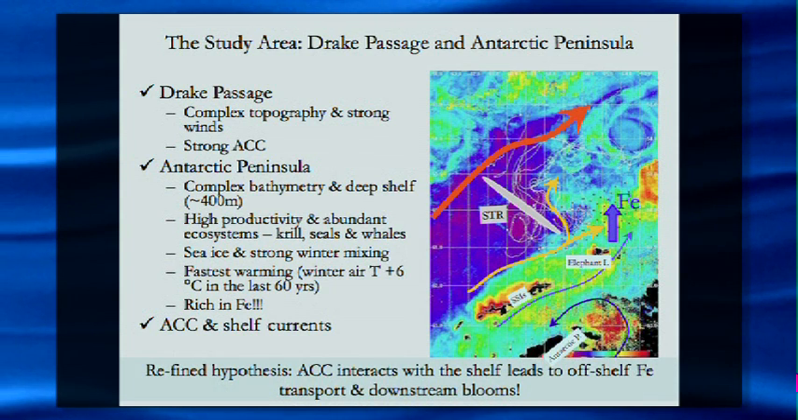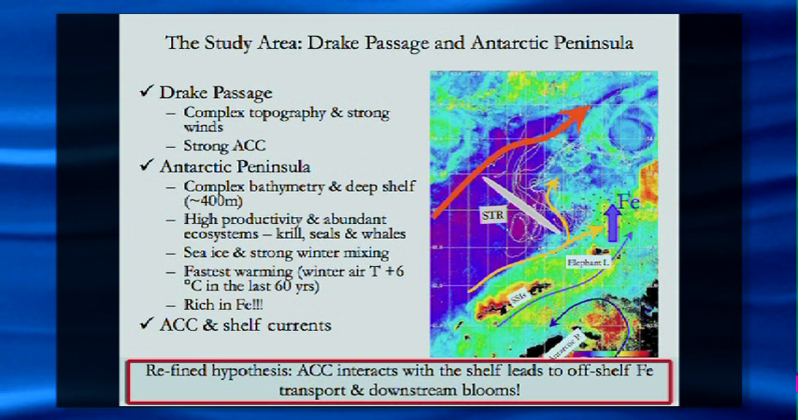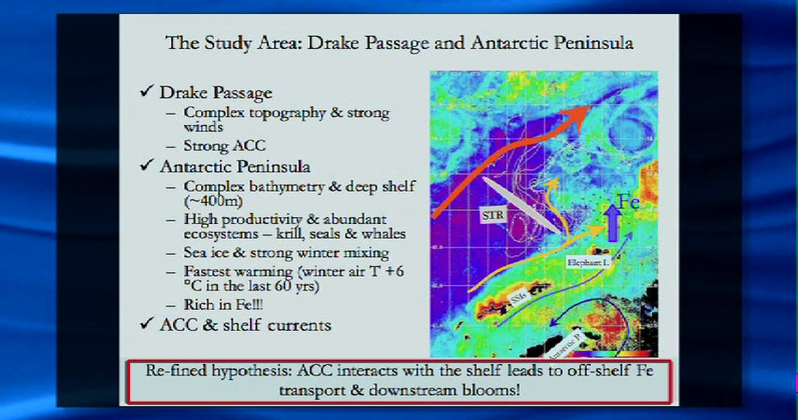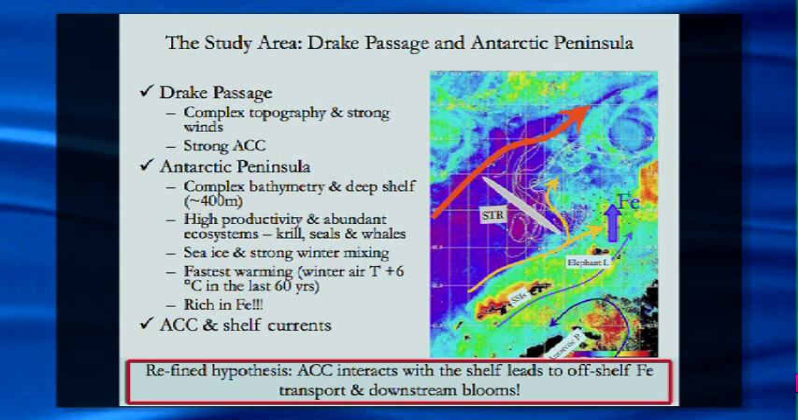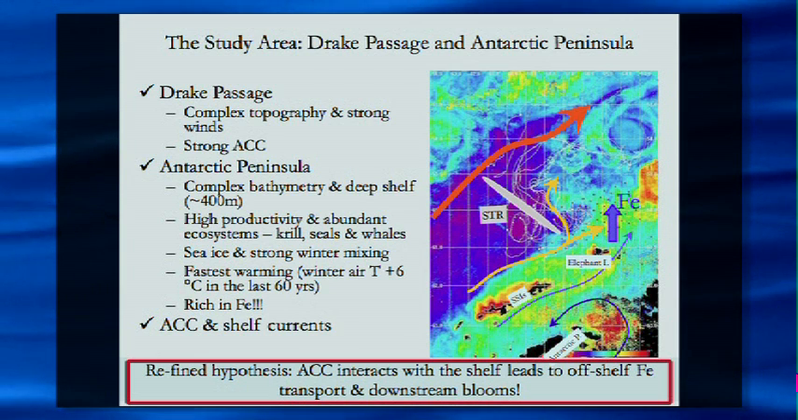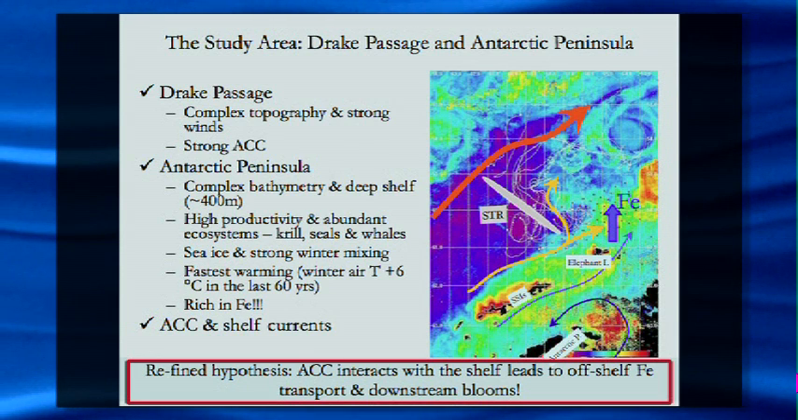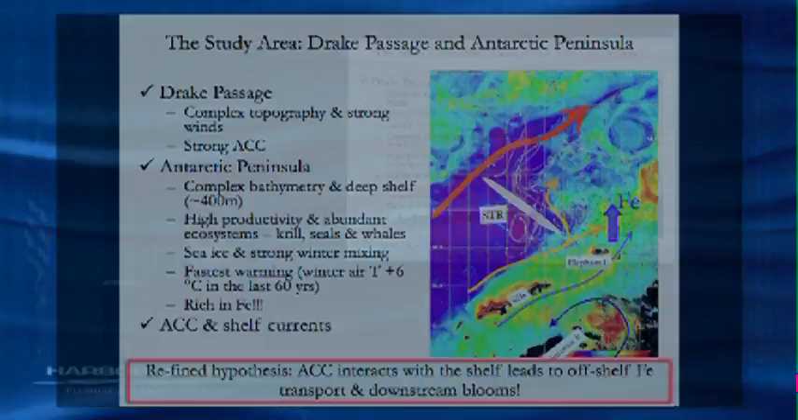Okay, so we have this so-called refined hypothesis. This is what scientists do all the time. You come up with a hypothesis, and then you try to understand if that's correct or not. So this hypothesis says the Antarctic Circumpolar Current interacts with the shelf, leading to the off-shelf transport of iron-rich shelf water, which actually drives the phytoplankton bloom downstream.